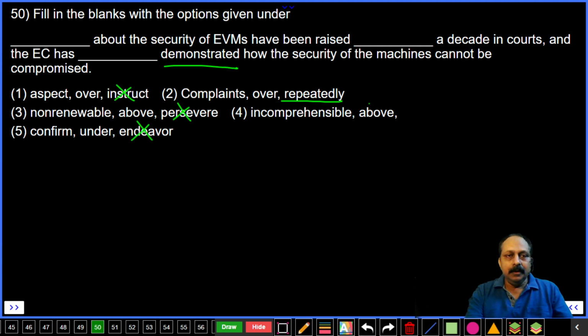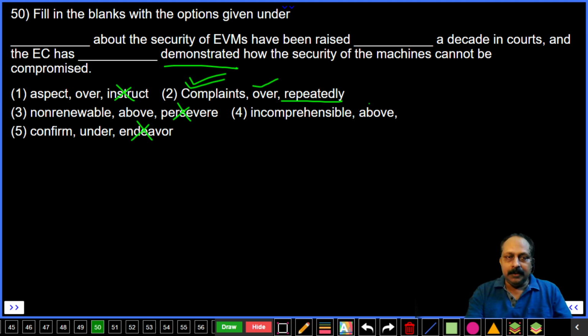Let us check. Complaints about the security of EVMs have been raised over a decade in courts, and the EC has repeatedly demonstrated how the security of the machines cannot be compromised. Now let us check other options. Answer is the second option beyond any doubt.